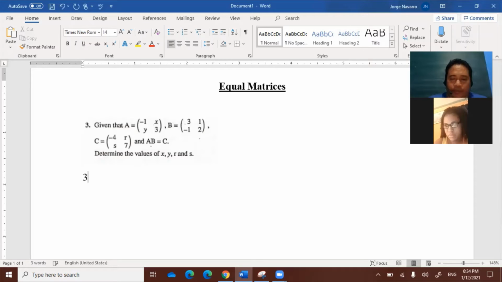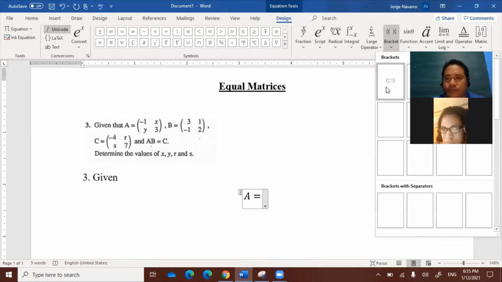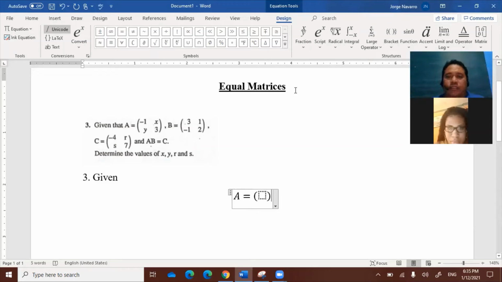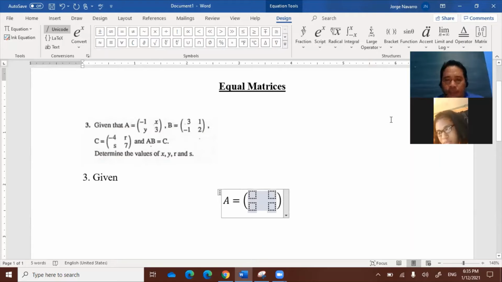Okay, so let me put 3. I'm going to put given. I have to write out everything that was given to me. So I'll use alt equal as we normally do. I'll use a capital A equals. Remember, to do matrices, we must start with a bracket. We choose the curved brackets. Then we click on the little box, go to the section that says matrices, and we're looking for a 2x2 matrix, which is this one.